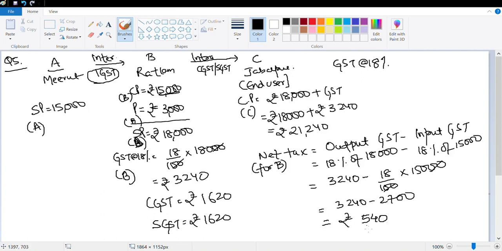So that's the net tax which B pays to the government, right? So this is output GST minus input GST. This is also known as input tax credit. So he gets a credit of the tax that he paid. He paid the input GST and now he's received the output GST. Let's solve the next question. Question number 6.